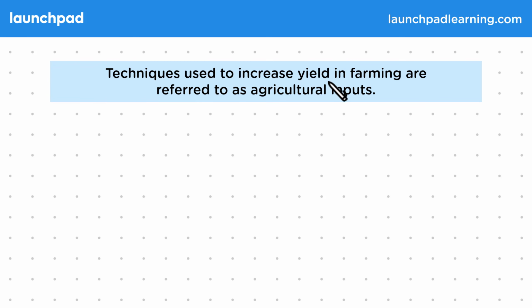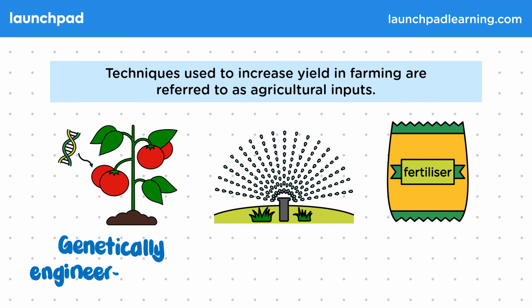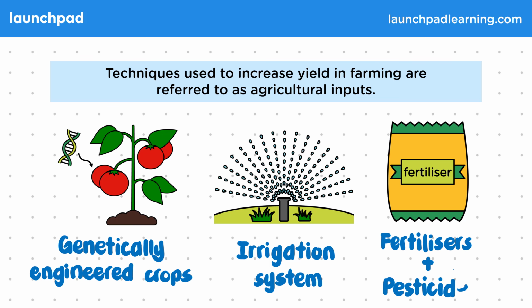Techniques used to increase yield in farming are referred to as agricultural inputs. Here are some examples of agricultural inputs. There are genetically engineered crops, irrigation systems, and fertilizers and pesticides. Fertilizers are covered elsewhere in the course, and irrigation system refers to methods of watering, but you don't need to know this specifically for the exam. You don't need to name examples of agricultural inputs, but just be familiar with this term. So, what are some of the issues associated with agricultural inputs?